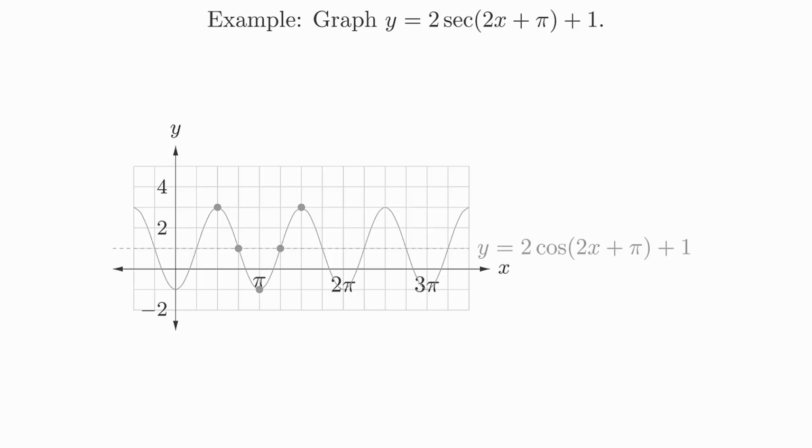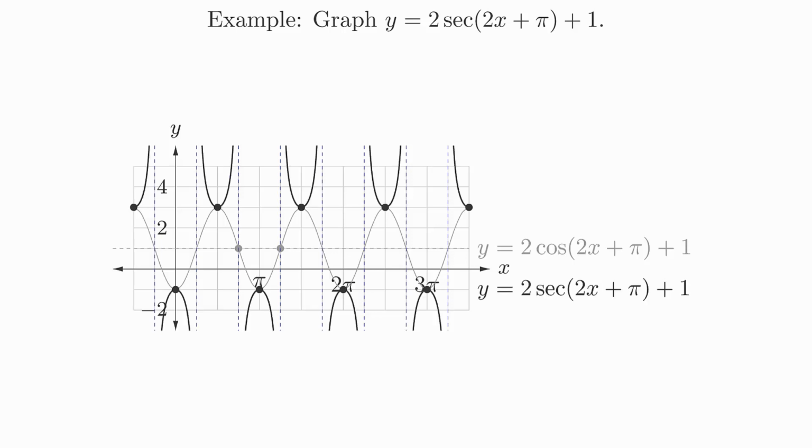To get the secant graph, we first draw the asymptotes through the points where the midline crosses the cosine function. The peaks and valleys of the cosine function become reference points for the secant function. And now we use what we know about the shape of the secant function to sketch the graph.